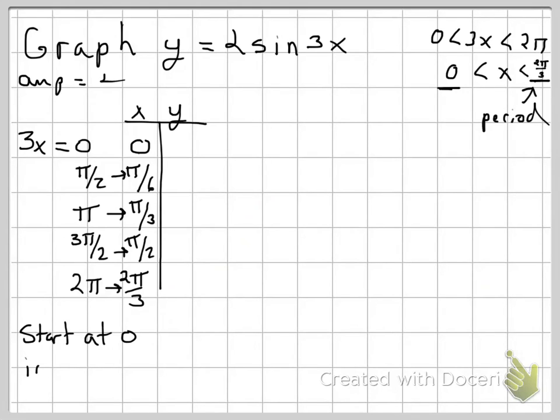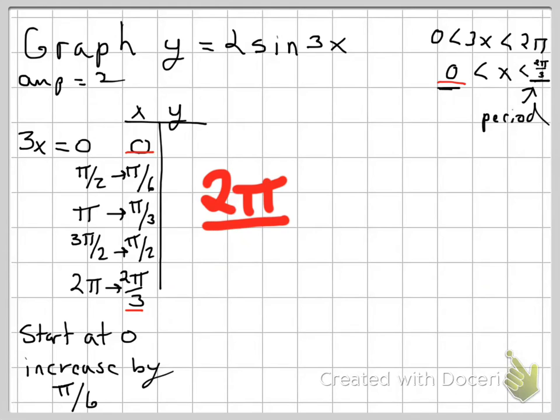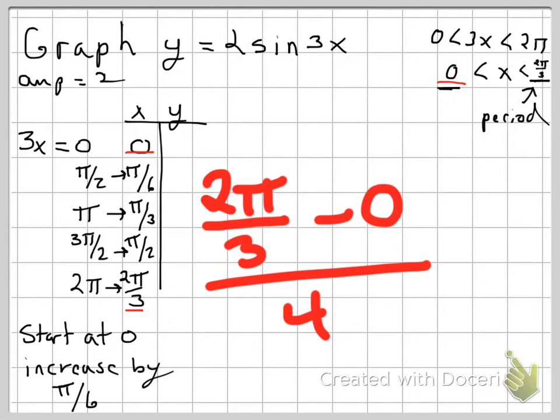So we start at 0 and we are increasing by pi over 6. How I get that pi over 6 is I want to divide up this interval of length 2 pi over 3 and 0 into 4 equal pieces. So 4 is going to go into 2 once, and then we have a 2 left over. So then the 3 times 2 gives me 6 over pi.